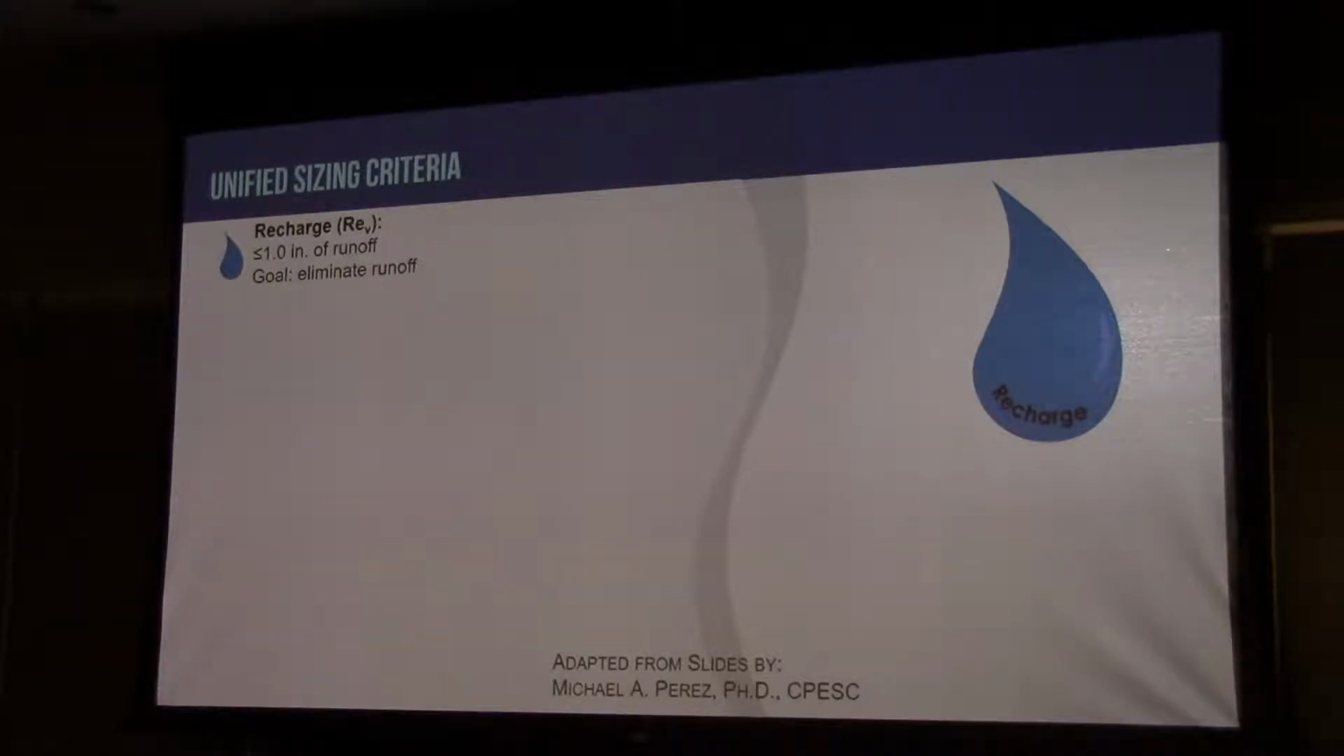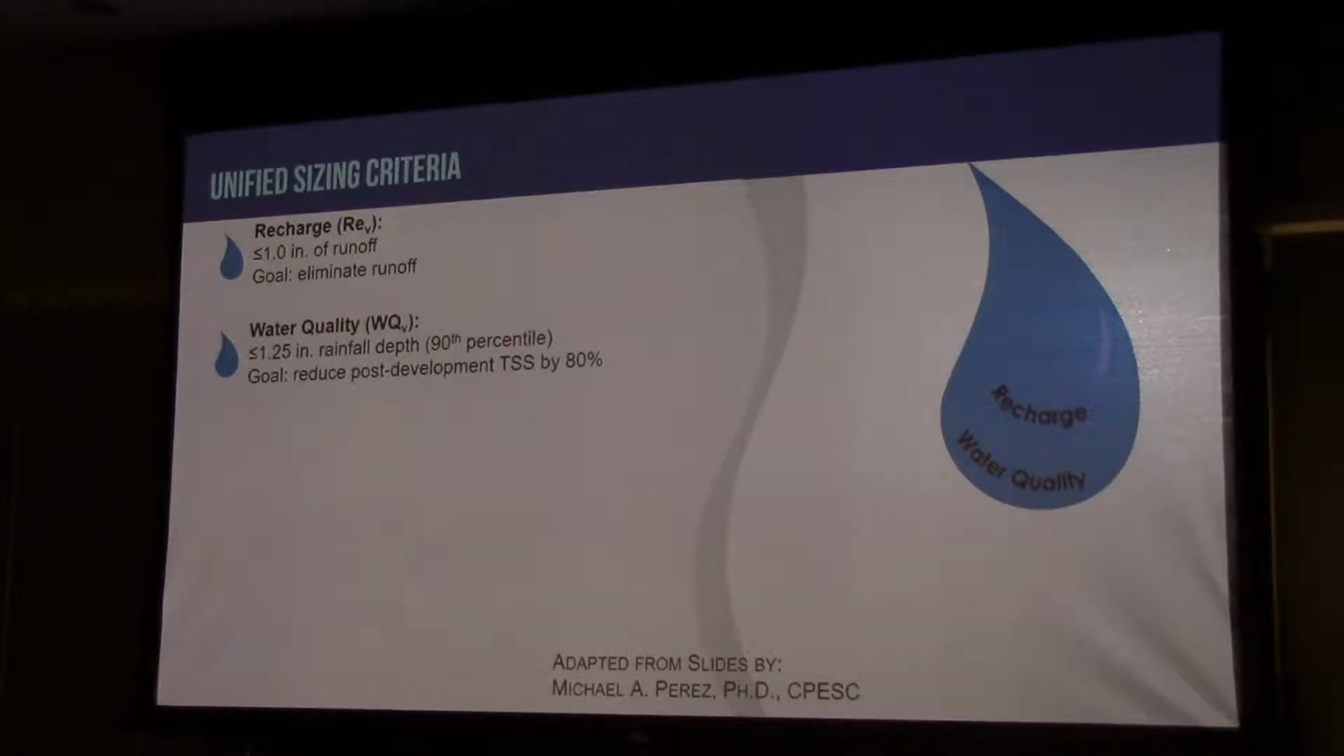We're not just talking about the big flood events anymore. How are we managing stormwater through the spectrum? So we start with the smallest storm events, looking at recharge, and the goal being, let's try to reduce volume as much as we can. Let's do what we can to reduce the amount of water that runs off the site, because it's easiest to do that with small storms. It's not so easy to do that with the biggest events.